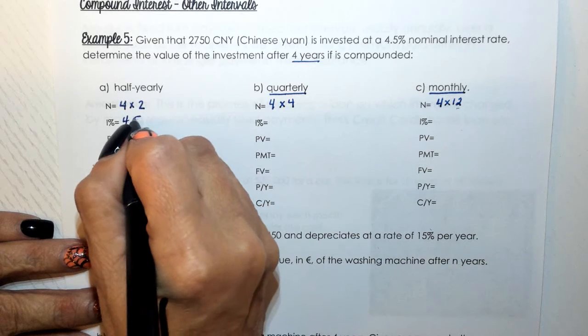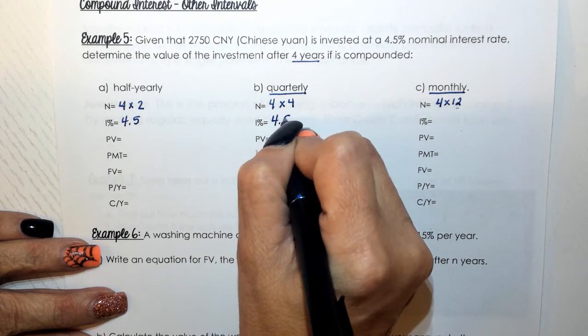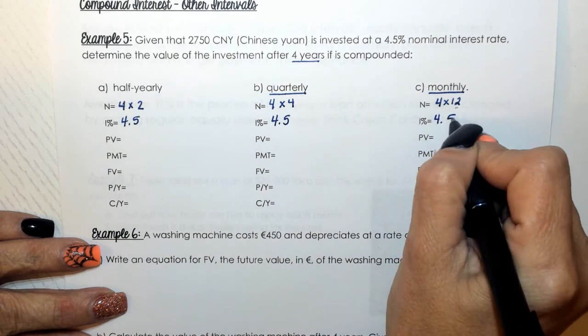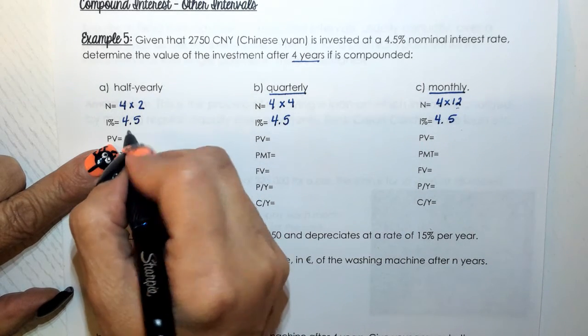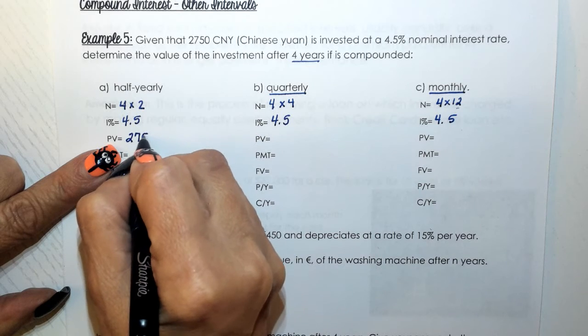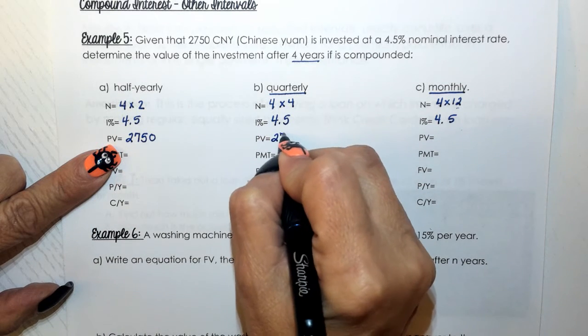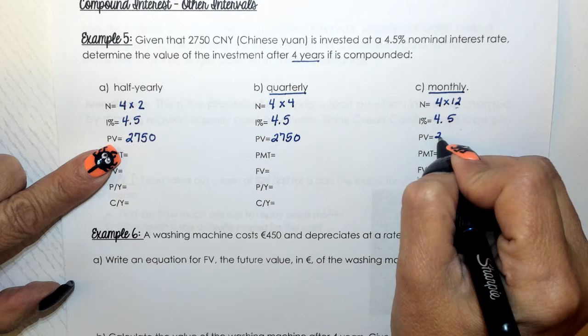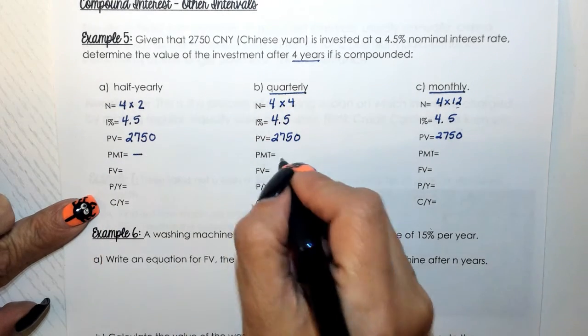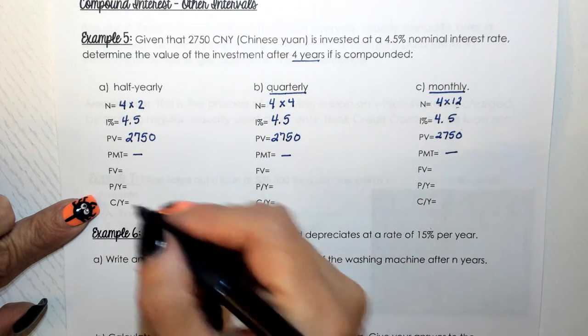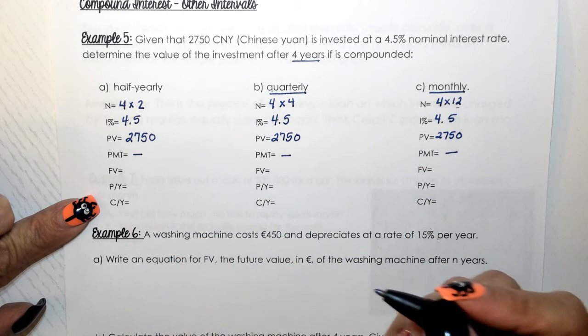It's 4.5, 4.5, and 4.5. We're investing 2,750, so 2,750 each time. So you can see where a lot of this doesn't actually change. We're not doing a payment, so I'm just going to leave that blank. And we are trying to figure out that future value.